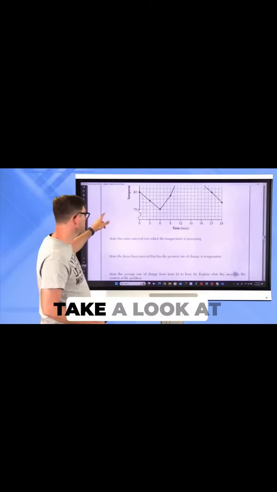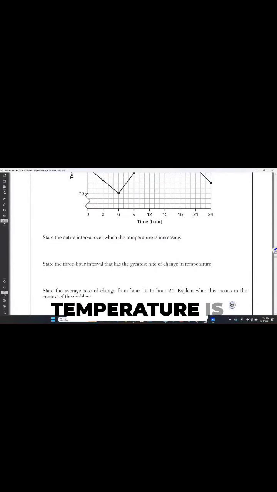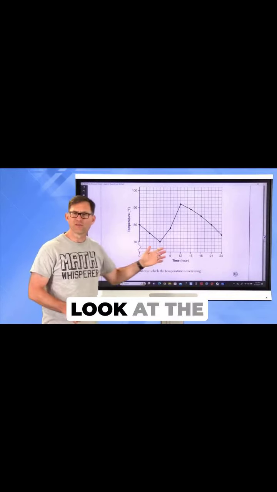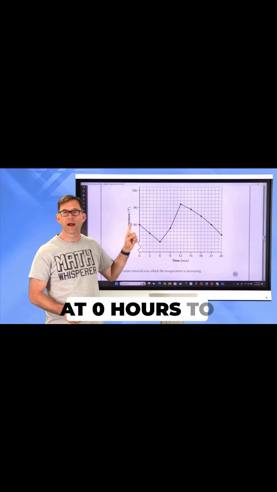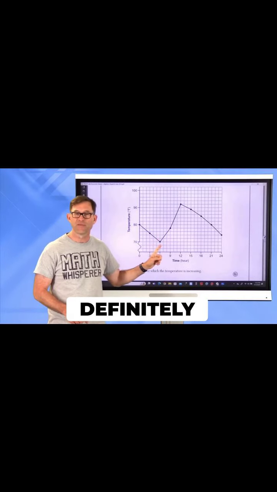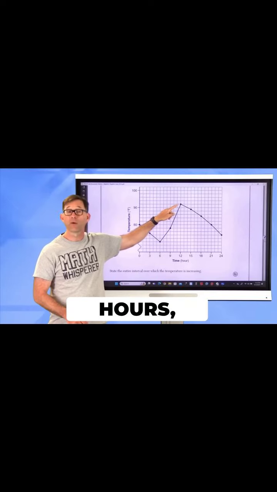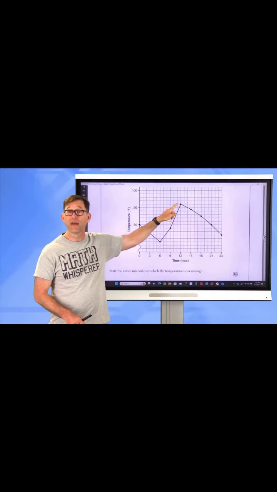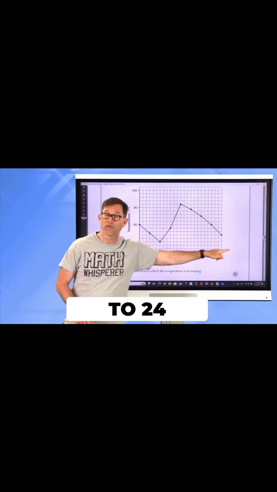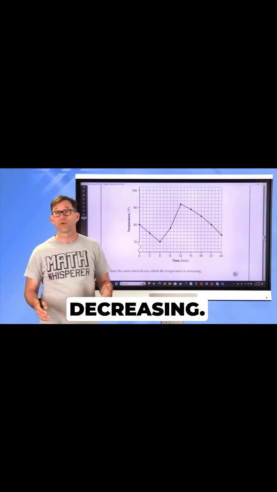So now let's take a look at this first question. State the entire interval over which the temperature is increasing. Fantastic, right? So let's just look at the graph. From 0 hours to 6 hours, the temperature is definitely decreasing. Then from 6 hours up to 12 hours, the temperature is definitely increasing. And then from 12 hours to 24 hours, the temperature is definitely decreasing.